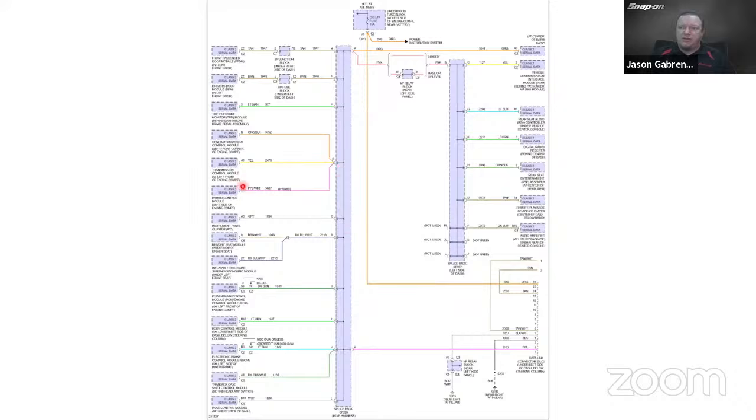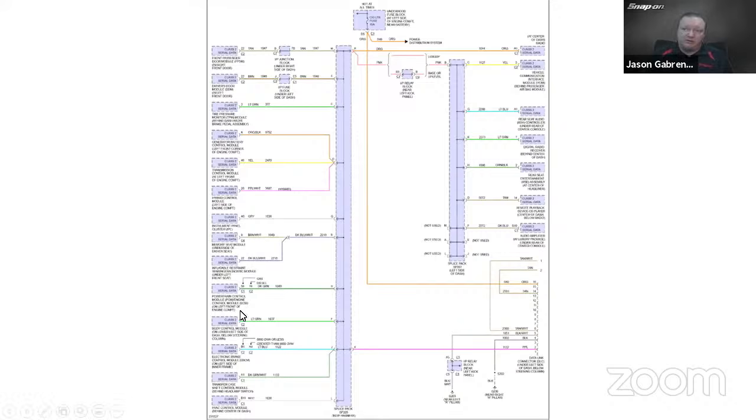So each module has a single wire that goes to a central point. In this case, they call it a splice pack, or GM might also call it a star connector. So that is where all the modules will link up in this one connector. And then there's a shorting bar that goes in there that shorts all the modules together so they can communicate. And then it goes over to the DLC as well.